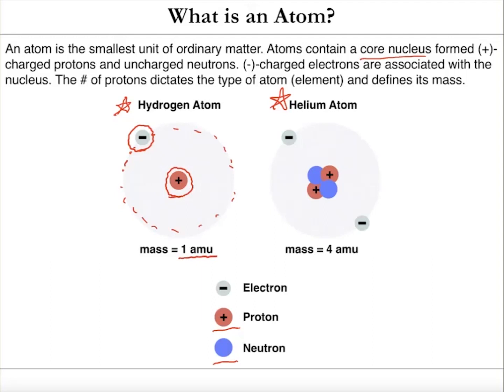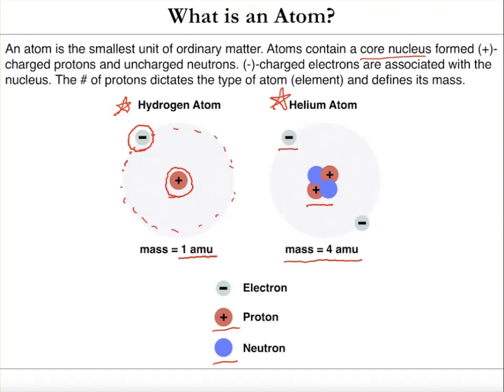The nucleus is most of the mass of an atom. An electron is very small, and it's basically negligible when you think about its mass. Now, a helium atom has 2 protons, and it also has 2 neutrons in its nucleus. And so it has a mass of 4 atomic mass units because the protons and neutrons are basically the same size, or have the same amount of mass.